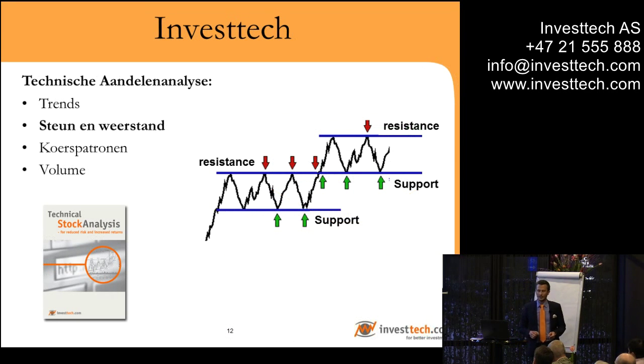The second element is support and resistance. This is where a stock or an index normally turns, often at round numbers, especially in a rising market. It's a good indication of where to buy and where to sell, especially when we use a stop loss and also a target price with a risk-reward ratio. So we use these levels to indicate where to go in and where to sell.